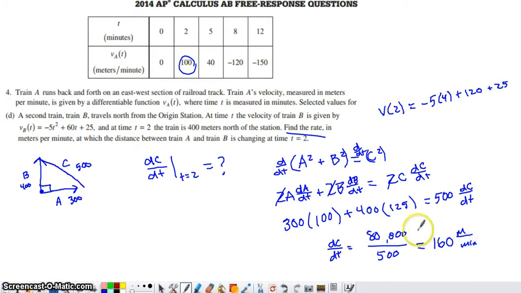You can go back and think about all the dimensions of everything in here. This is meters. This is meters per minute, meters per minute. This is measured in meters. So you have meters squared per minute in this numerator divided by meters. So our answer does end up being in meters per minute.